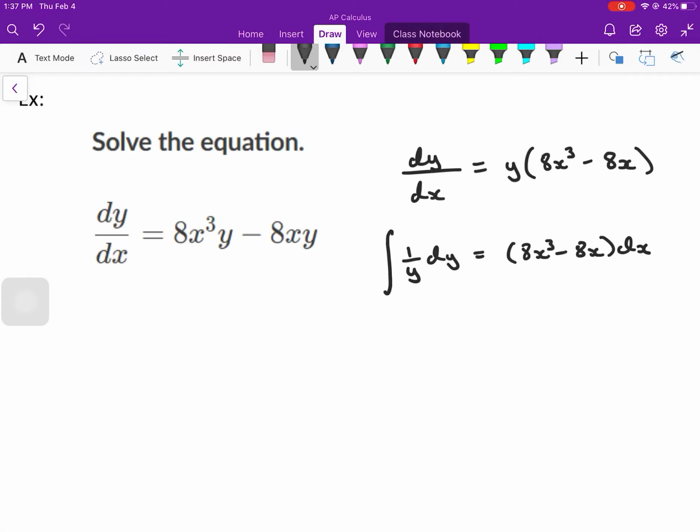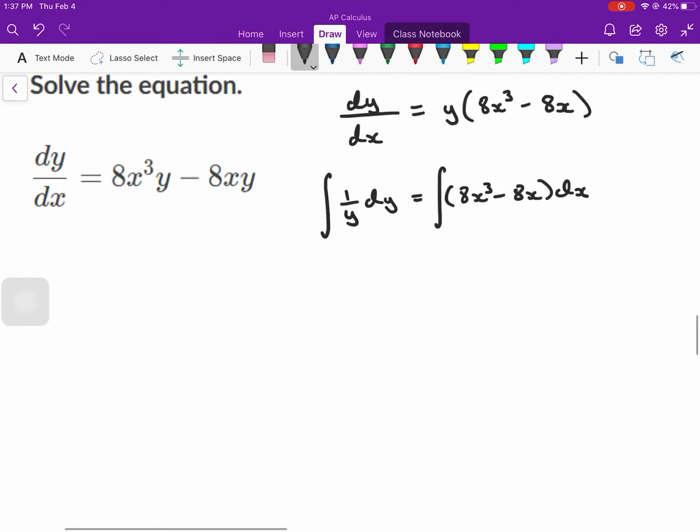Now we integrate. And this is a little more of your classic separable problem, or separation of differential equations problem, because the integral of 1 over y becomes natural log of y. This will become 2x to the 4th, because we add 1 to the exponent, which is 4, divided by 4. 8 divided by 4 is 2. Minus 4x squared, similar reasoning there, plus c.